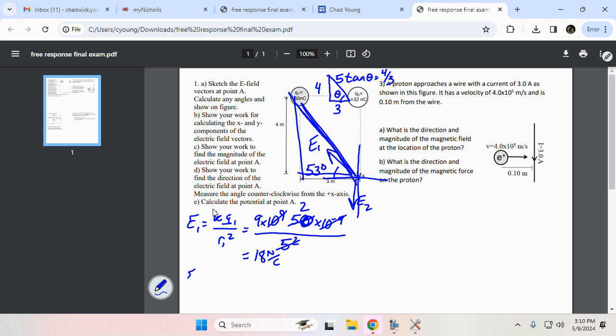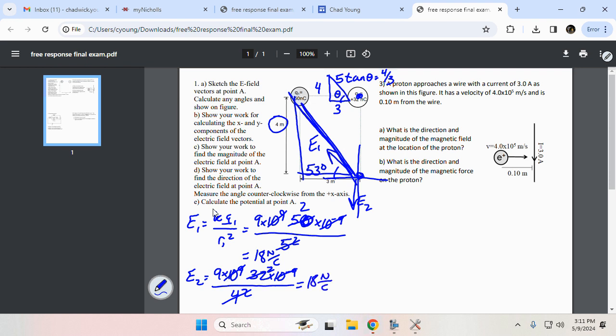And then for E2, I do the same thing. I have 9 times 10 to the 9th times Q. That's 32 times 10 to the minus 9 divided by R squared. What's R for that one? It's the distance from here up to here, which is the 4 meters. Are we good on that? You understand? Okay. Divided by 4 squared. So these cancel. This is 16 into 32 gives me 2. Oh, look, that's the same. So it's 18 newtons per coulomb.